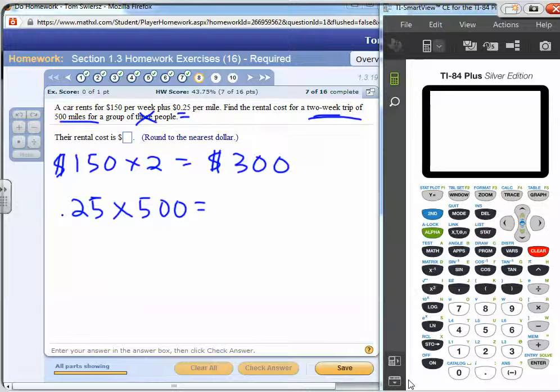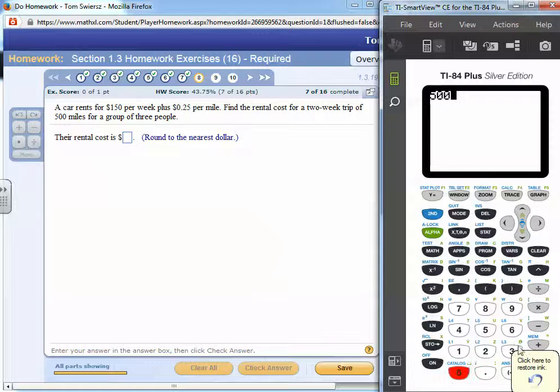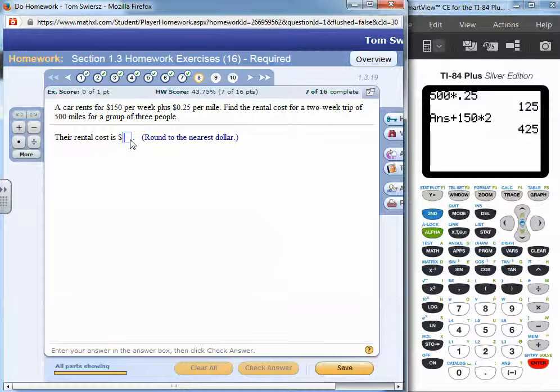So we'll do it on the calculator. So the cost of 500 miles at 25 cents per mile, so we'll take the number of miles, which is 500, times 25 cents per mile, and the cost for the mileage is $125. And then remember, it was $150 per week, so plus $150 per week times 2, right, because it was a 2-week trip, and we get a total of $425.